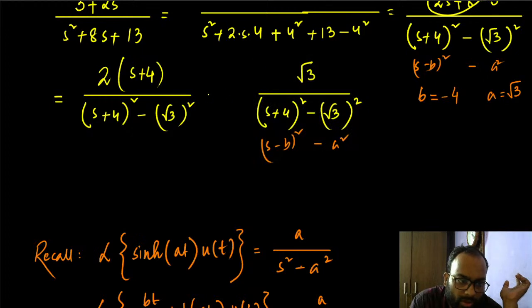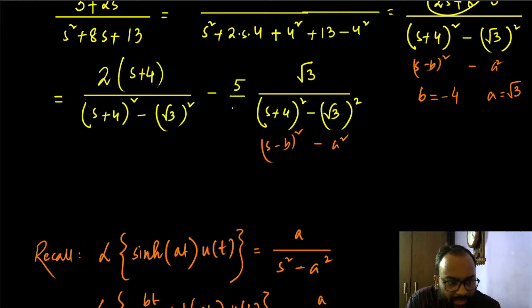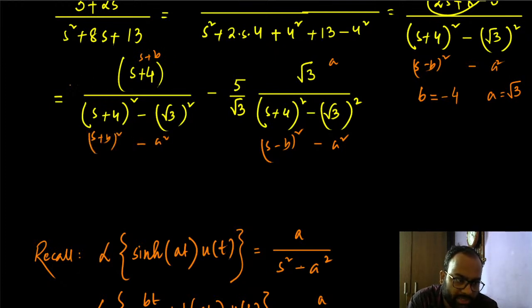So what am I going to do? I'm going to write the minus 5 here. Not a problem. But I have to take care of this root 3. How do I take care of that root 3? All I need to do is divide that by root 3. Now I have successfully taken care of this root 3, and this minus 5 is still there. Now this is in the form a divided by s minus b whole square minus a square, and this is in the form s plus b divided by s plus b whole square minus a square, and this 2 is of course there. So let's bring this 2 outside.